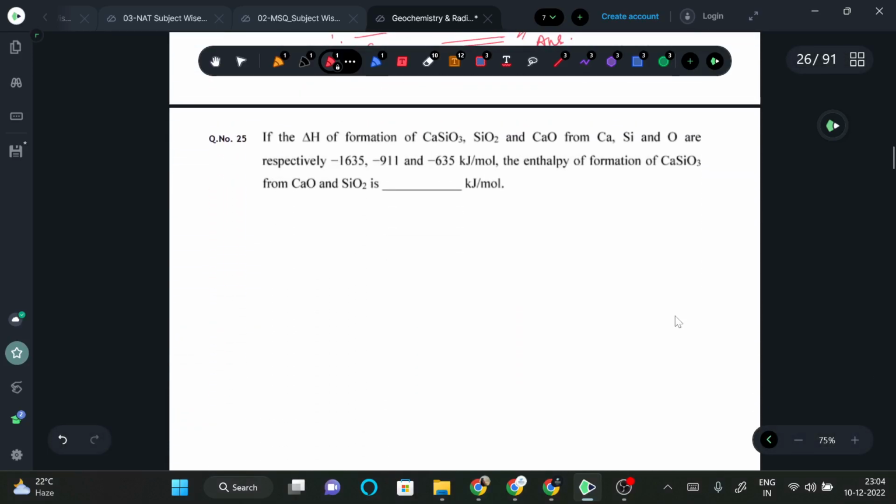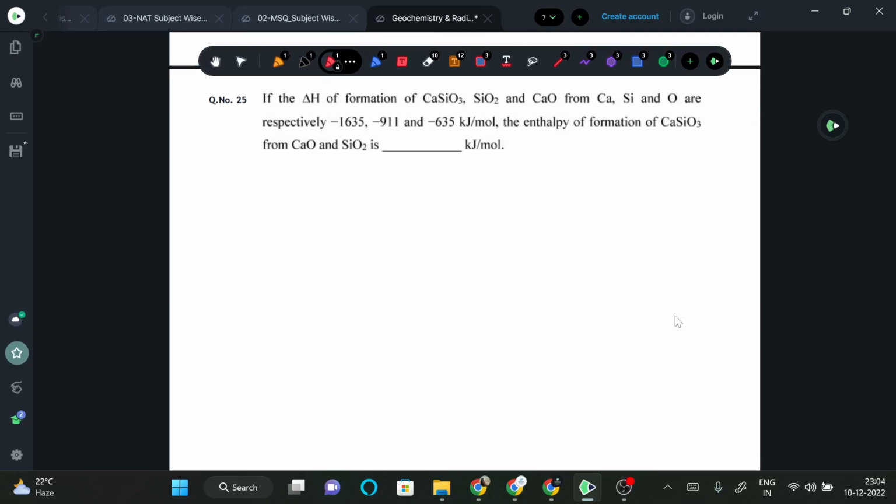Question number 25. If delta H of formation of CaSiO3, SiO2 and CaO from calcium, silicon and oxygen are given respectively. So these are the delta H values given. The enthalpy of formation of CaSiO3 from CaO and SiO2 is dash kilojoules per mole. So it is asking about the enthalpy of formation from CaO and SiO2.